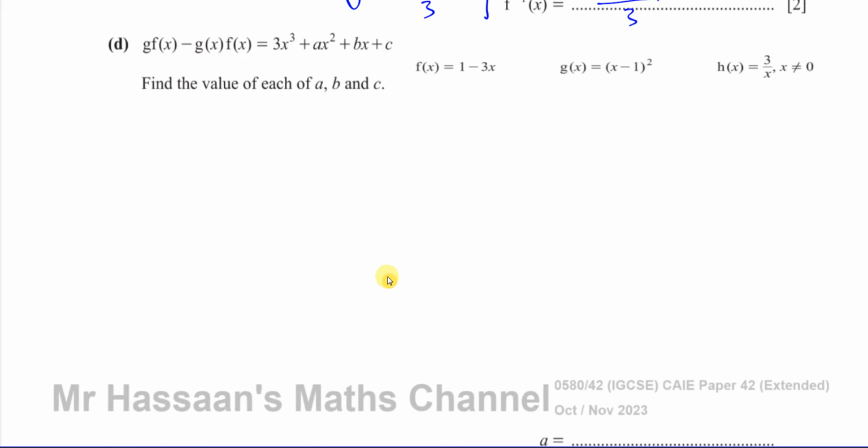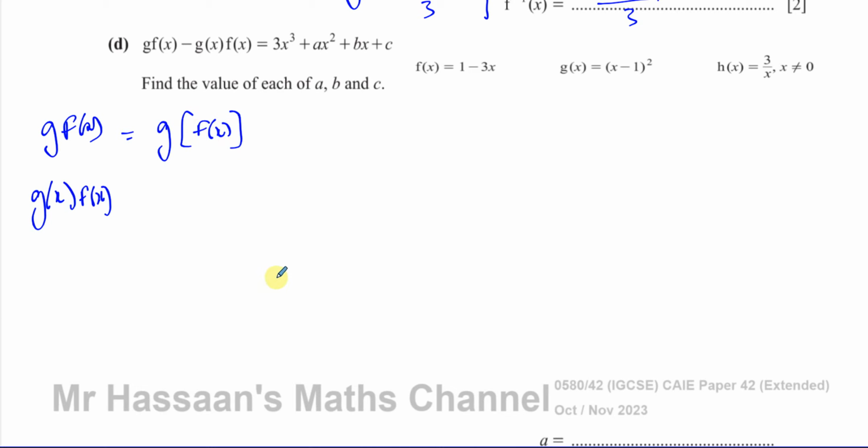Okay, so part D says g(f(x)) minus g(x)f(x) equals 3x cubed plus ax squared plus bx plus c. So you have to determine the difference between g(f(x)) and g(x)f(x). The difference is that g(f(x)) means take the function g and substitute f(x) inside function g instead of x.